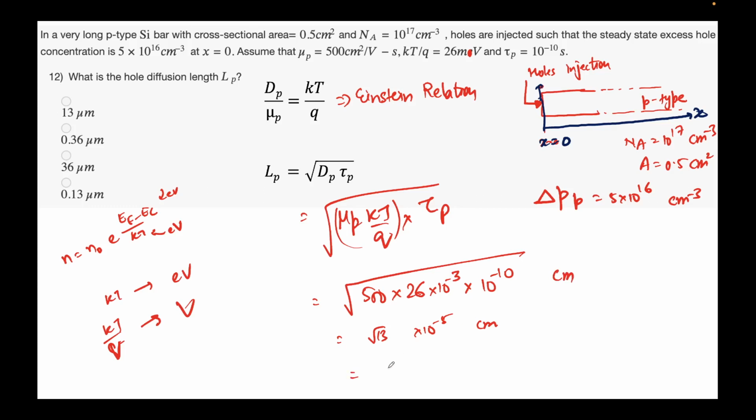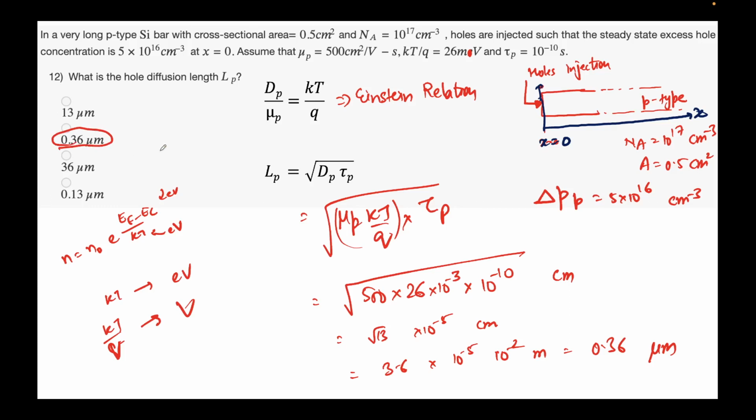So square root of 13 is 3.6, so 3.6 into 10 to the power 5 centimeters. Centimeter is 10 to the power minus 2 meters. All right, so this turns out to be 0.36 micrometers. This is minus 7, you shift a 0 ahead, so this is the answer, 0.36 micrometers.